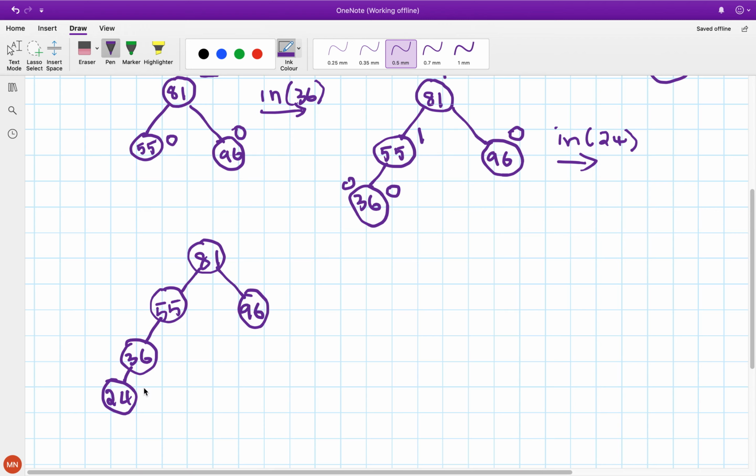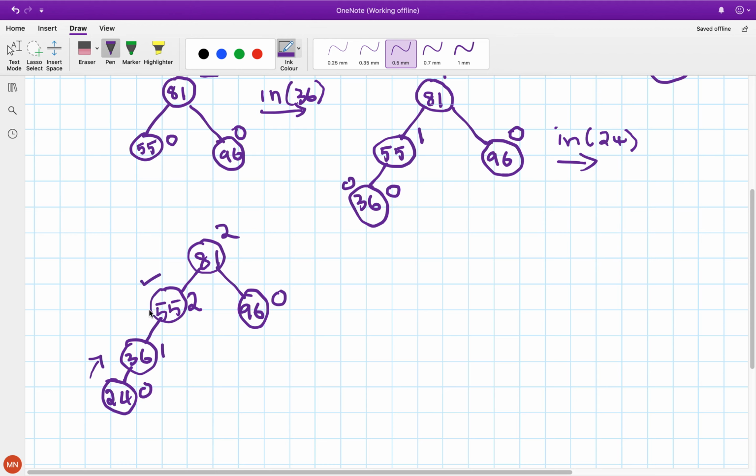Okay, now you calculate the balance factor. The balance factor of 24 is 0, this is -1, and this is 1. The balance factor of this one is 2. Balance factor here it is 0. Then the balance factor of 81: if we have height 2 here and height 0 here, the balance factor will be again 2 here.